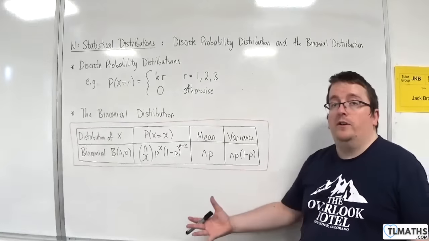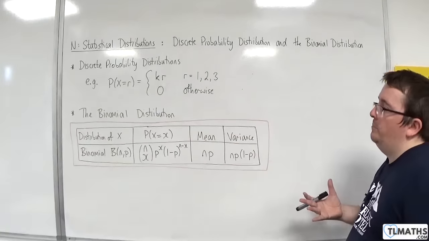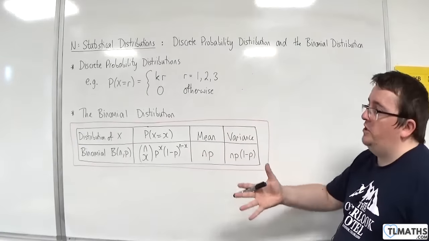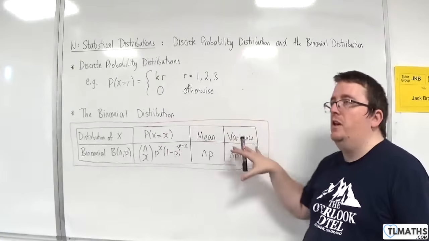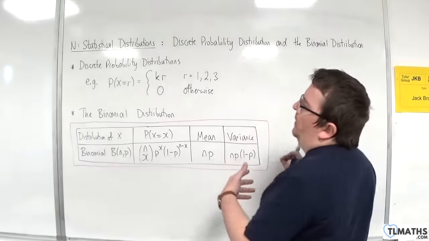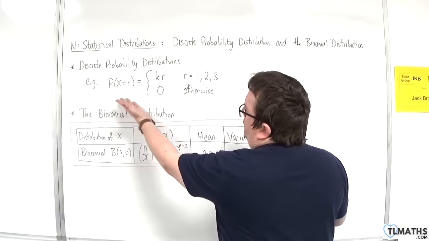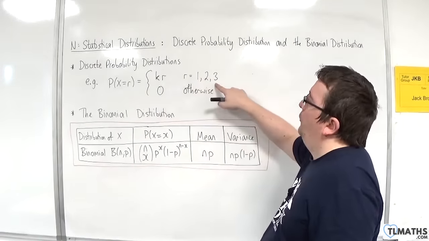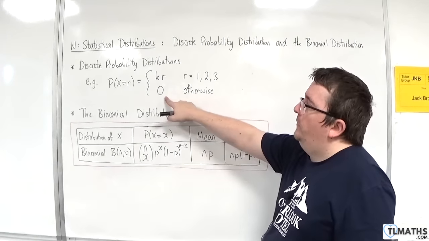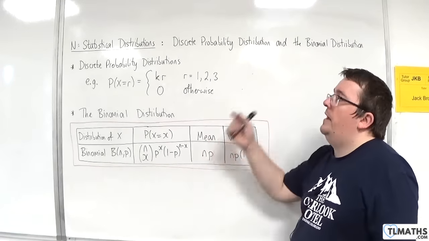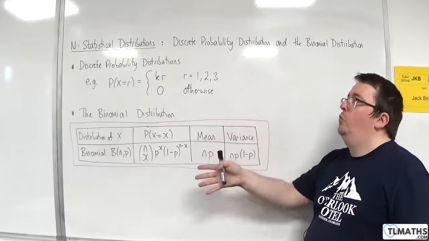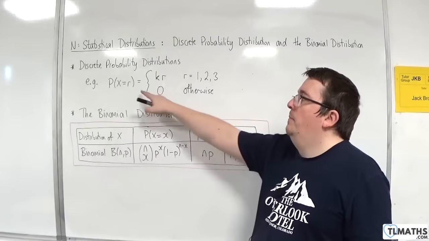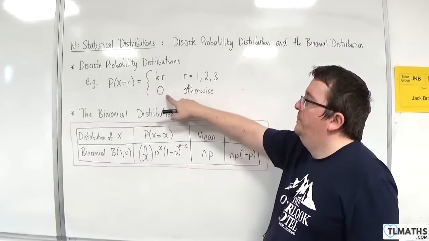Now you need to be able to work with general discrete probability distributions. The binomial distribution is a specific type of discrete probability distribution. We'll talk about that more in a moment. So let's say we've got a discrete probability distribution here. Probability of X being equal to R is K times R when R is 1, 2, and 3, but it's 0 otherwise. So what that means is that R can only take on three values, 1, 2, and 3. If R were any other value, then the probability of X being equal to it would be 0.